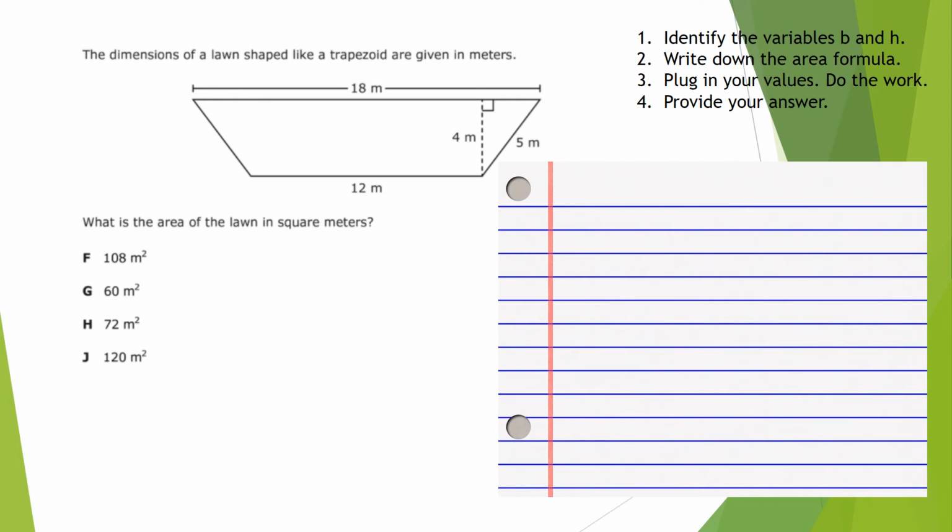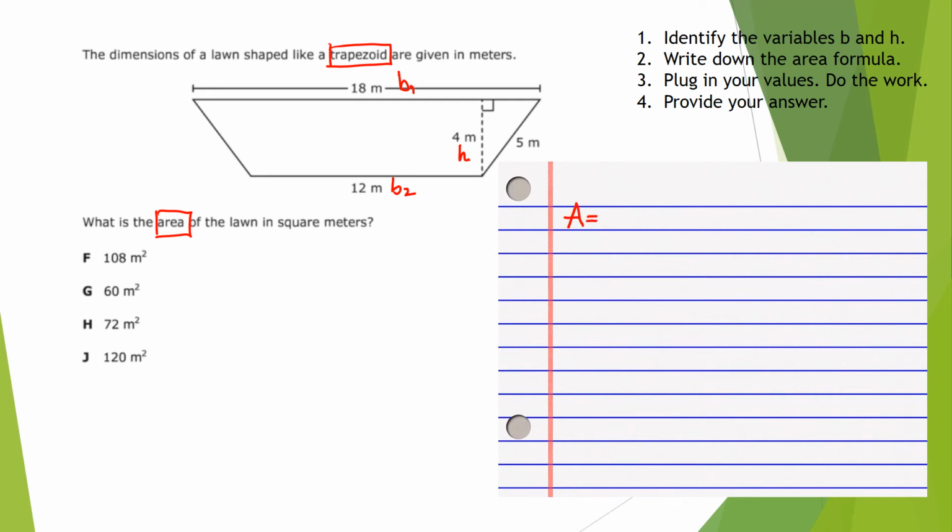The dimensions of the trapezoid are given in meters. What is the area of the trapezoid in square meters? Remember, we're finding area, and we are dealing with a trapezoid. We're going to identify base 1, base 2, and our height. So we're going to identify all of our variables. Then we're going to write down our formula.